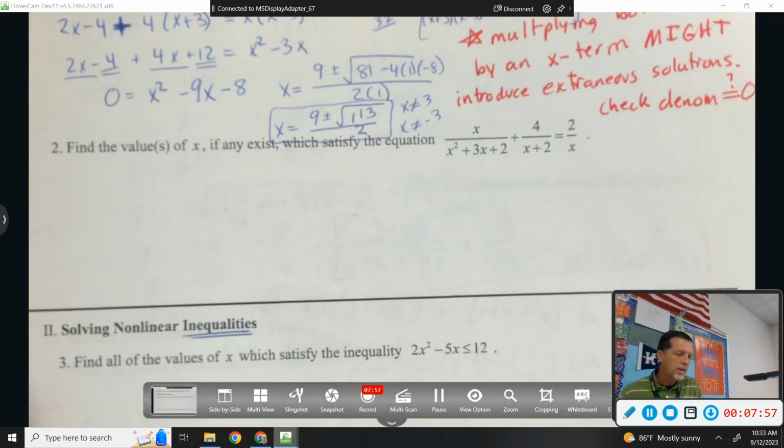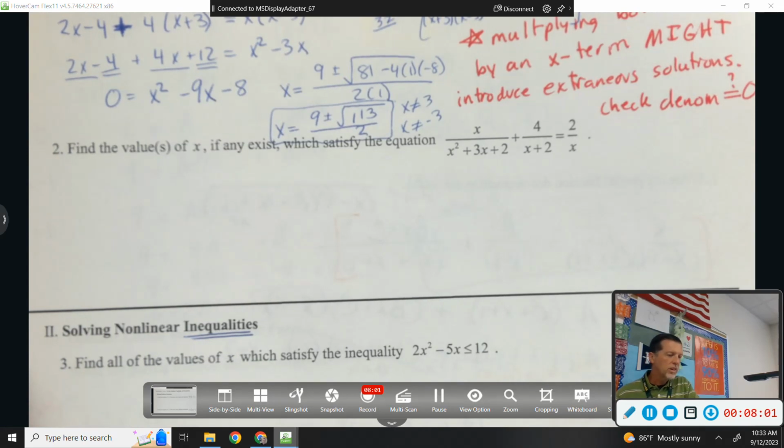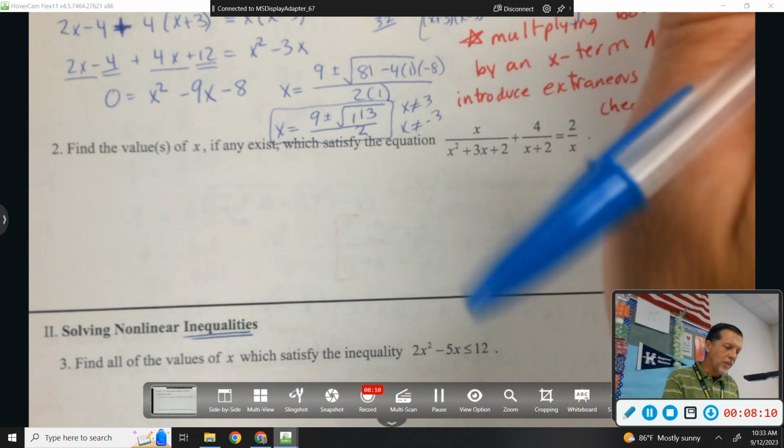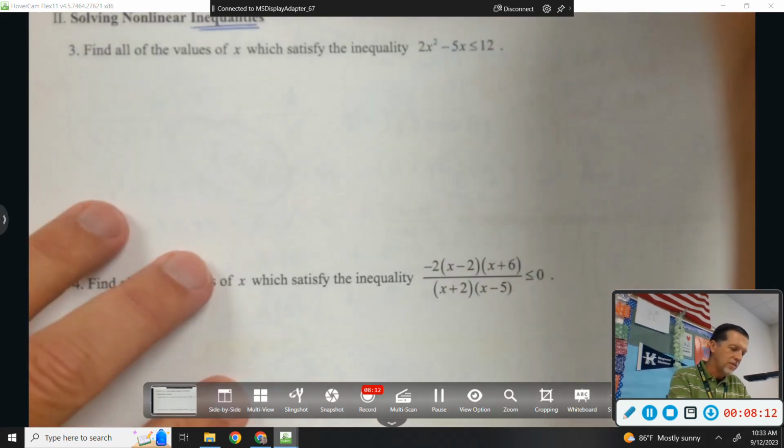Number 2, kind of the same thing. Therefore, let's skip number 2 because it's the same type problem. Factor, multiply through. It also uses the quadratic formula, so let's pass on that.